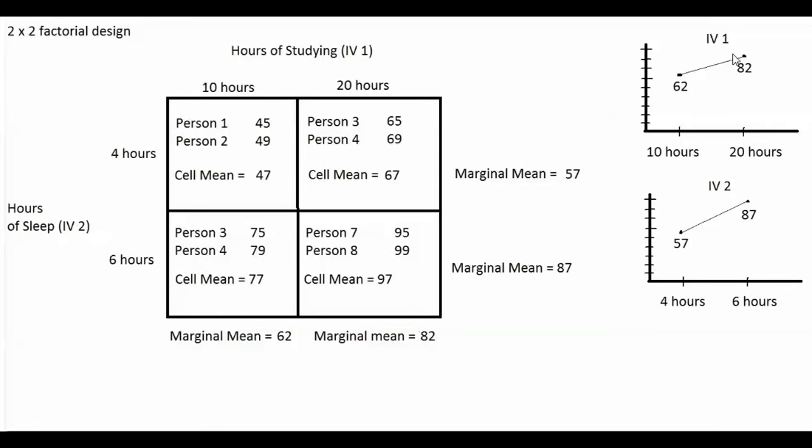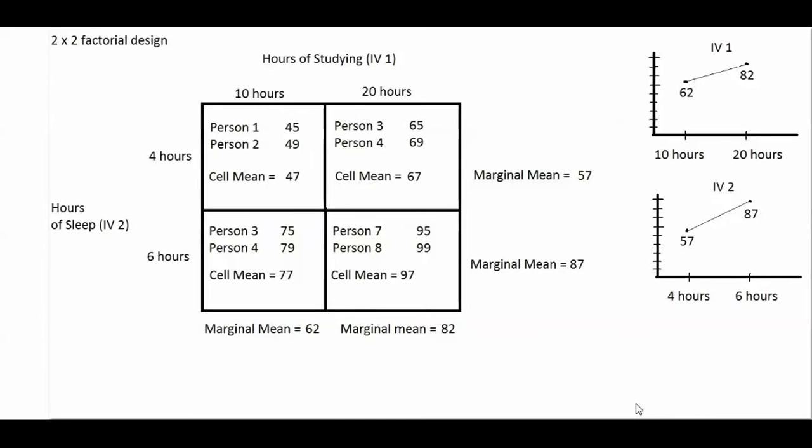This diagonal line right here is the main effect of IB1. If the two column means had been equal, then this line would have been flat, and we would have had no main effect of IB1. This diagonal line is the main effect of IB2. If the two row means had been equal, then this line would have been flat, and we would have had no main effect of IB2.